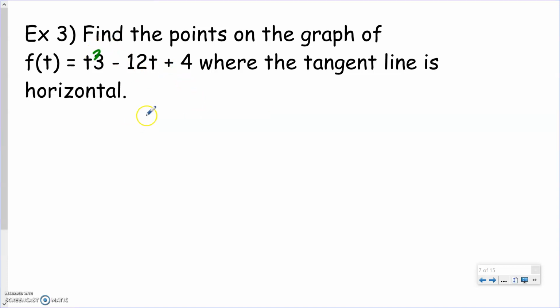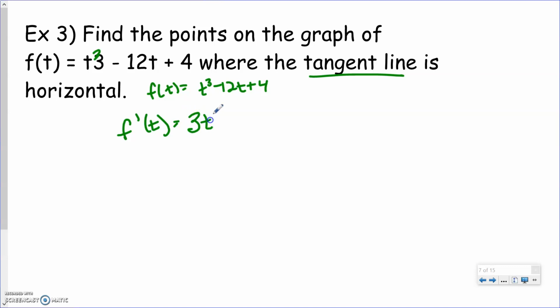But here is the first part. Anytime they talk about tangent line, we need to find the derivative. So if I have f of t equals t to the third minus 12t plus 4, I'm going to start with this first part. I have a power. I'm going to multiply by that power and then subtract 1 from that power. Okay, so I get 3t squared for my derivative. This is really t to the first. So 1 times negative 12 is negative 12. And if I take 1 away from 1, I don't have any t's left. And then the derivative of 4 is just 0. So quick way to find our derivative, a lot faster, saves you a ton of writing instead of doing the formal definition of the derivative.